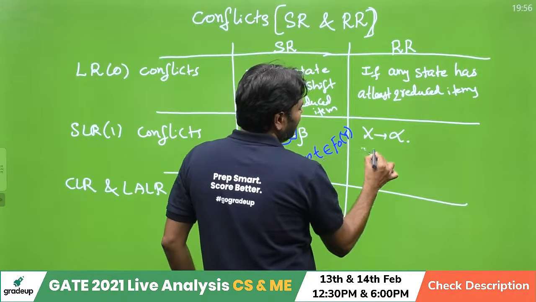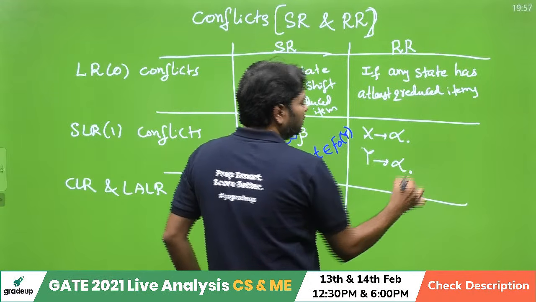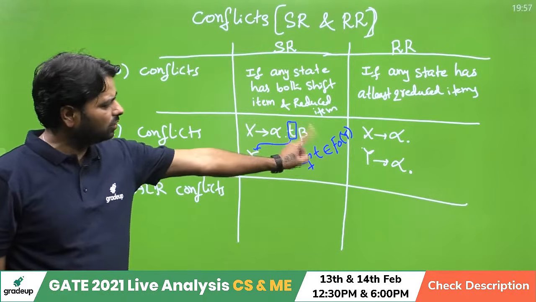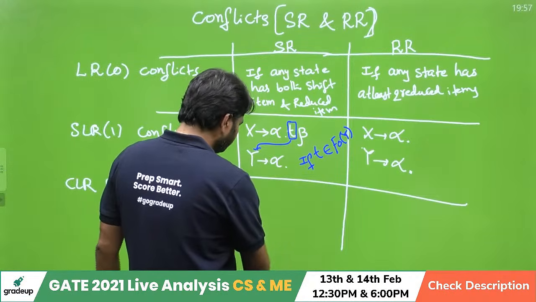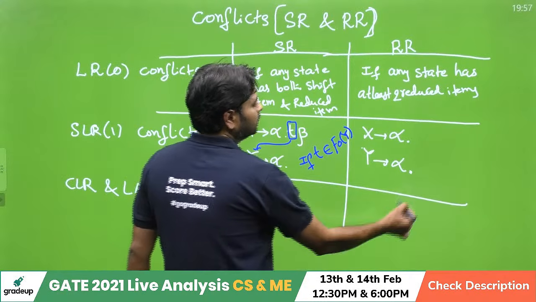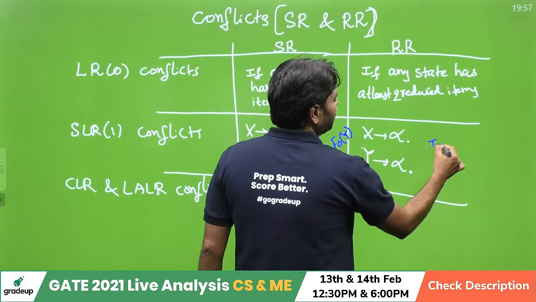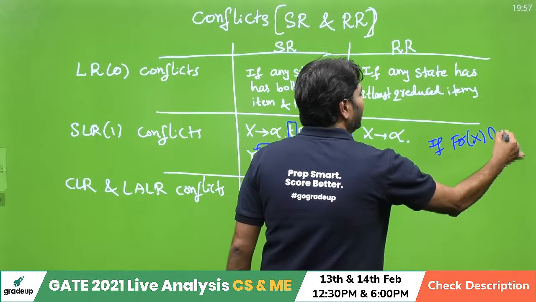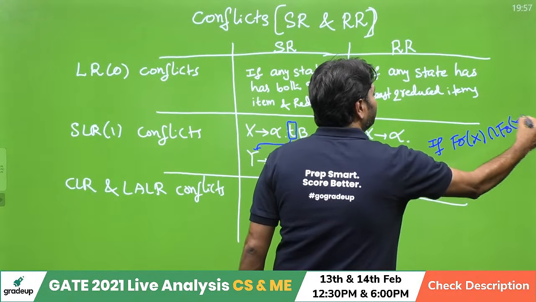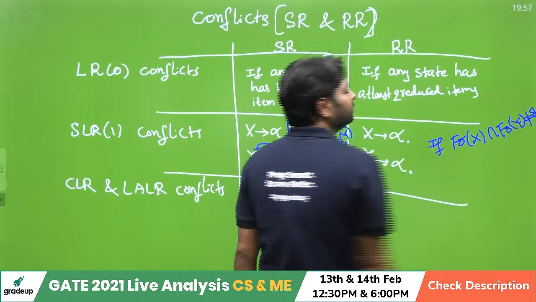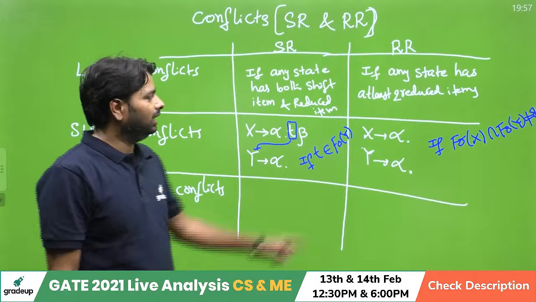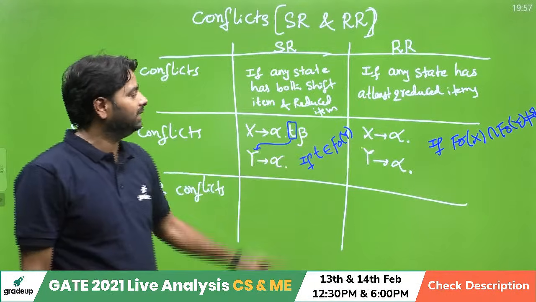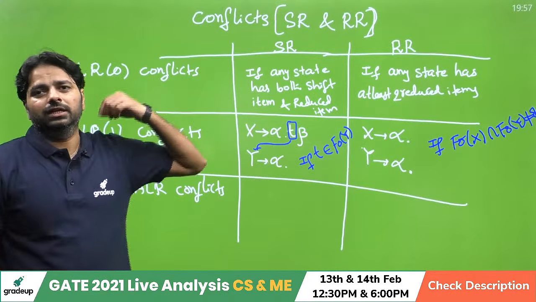Alpha dot and y2, let's say alpha dot. Both are reduced items. Both are present in the same state. So you are going to check follow of x and follow of y. If the intersection is not equal to phi, remember, not equal to phi, then there is a conflict.